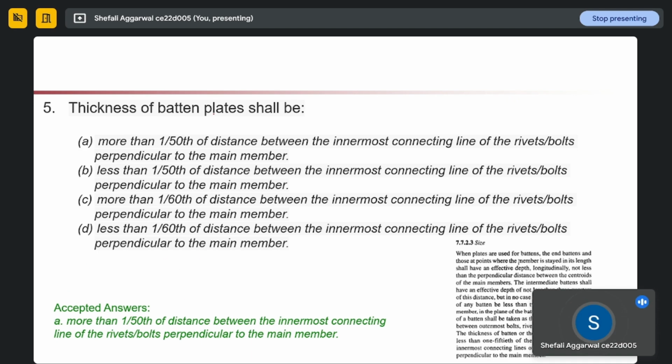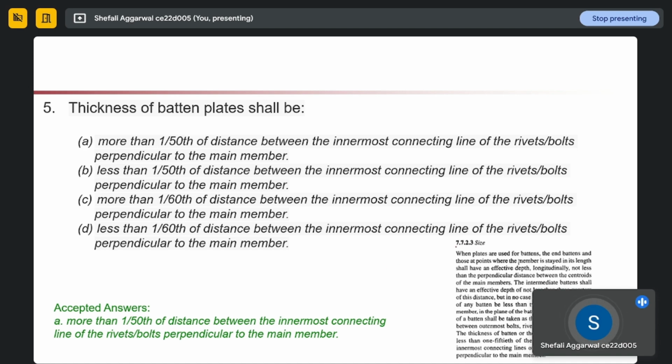So the thickness of batten plates shall be more than 1/50th of the distance between the innermost connecting lines of the rivets or bolts perpendicular to the main member. It should be more than 1/60th of the distance between the innermost connecting lines of the rivets perpendicular to the main member, or it should be less than 1/60th.